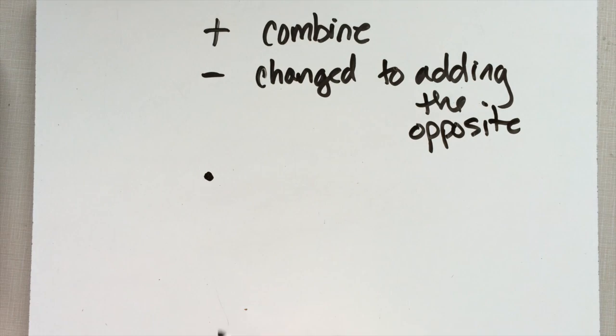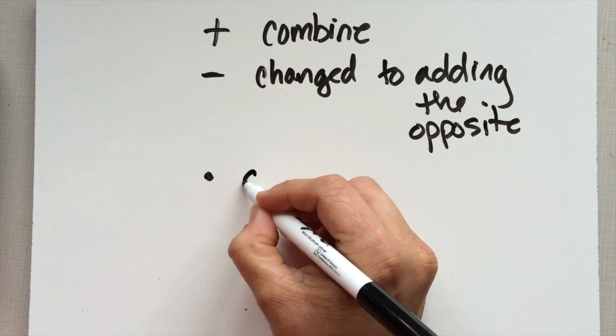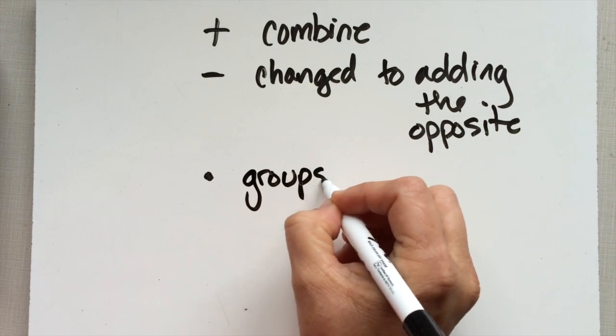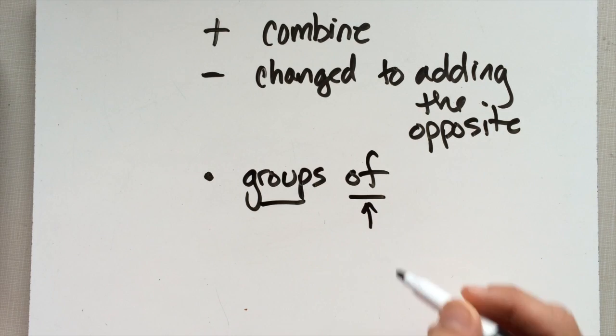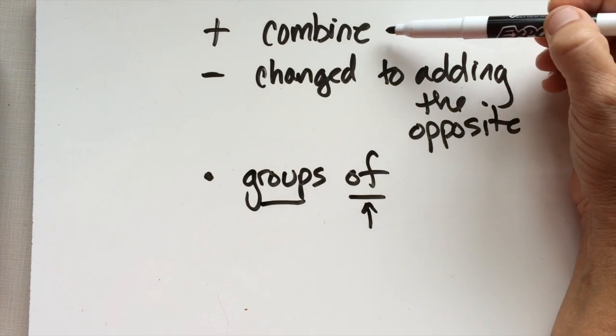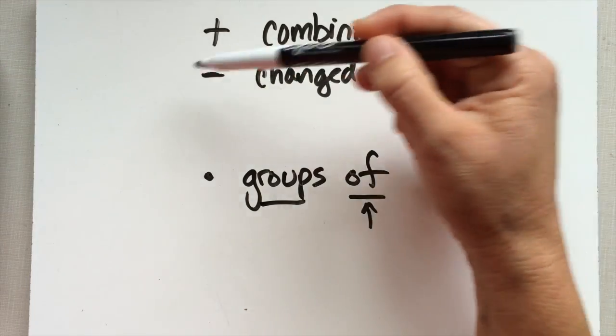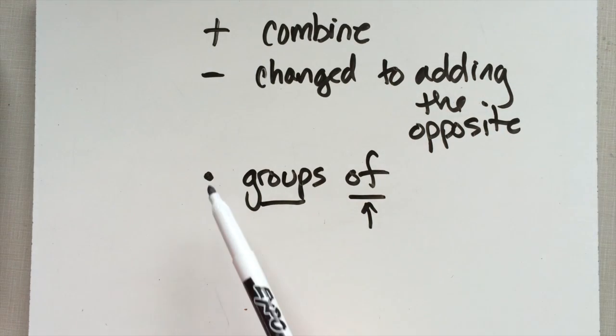Multiplication, I'm going to use the dot. Multiplication means groups of. Remember that. Groups of, especially this word of. That's also going to help you when we get to word problems. So adding is combining. Subtraction, we're going to take out every time and just change it to adding the opposite. And then every time we have multiplication, we're going to think of groups of.